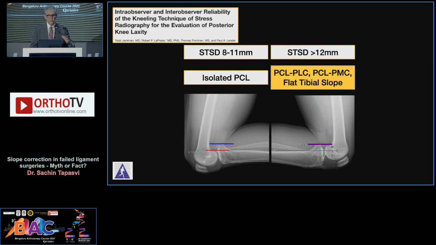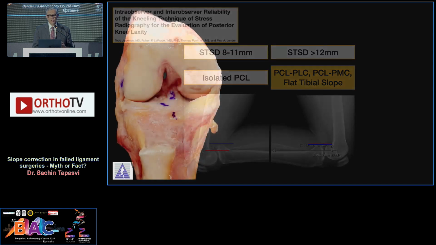So remember, if you're having a side-to-side difference of more than 12 millimeters when you do your posterior stress X-ray for a PCL, always look for a flat slope. That's very important and very critical. If you have a side-to-side difference between 8 to 11 or 12 millimeters, you may have an isolated PCL, but when you do a posterior stress X-ray, if it is more than 12, you have to look for a combined PCL PLC or a PCL MCL, or it's a PCL with a flat tibial slope, which is important.